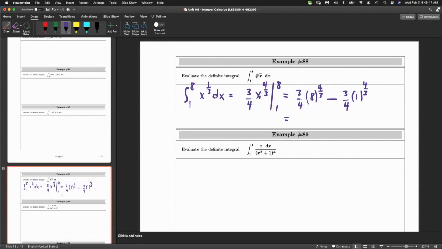Let's see what happens here. This thing here is 16. So we have 16 times 3/4, which is 48 over 4. And then this is just 1, so I'll cross that out. So I got an answer of 45 over 4.